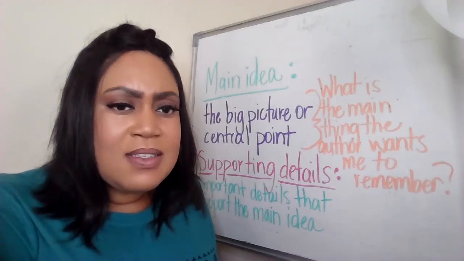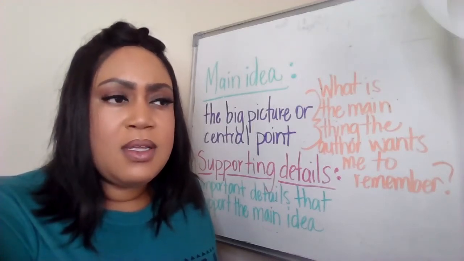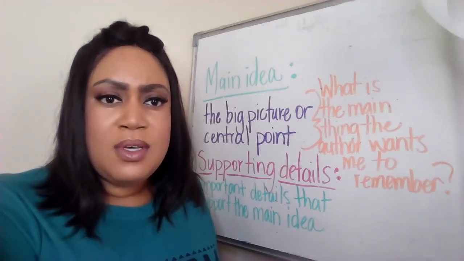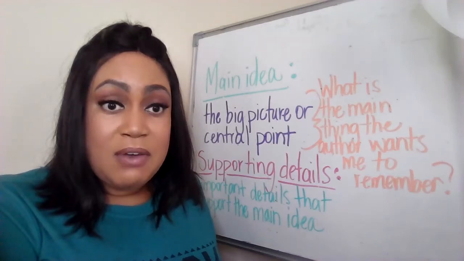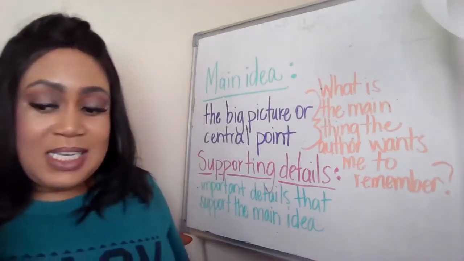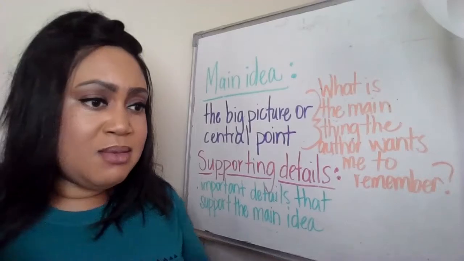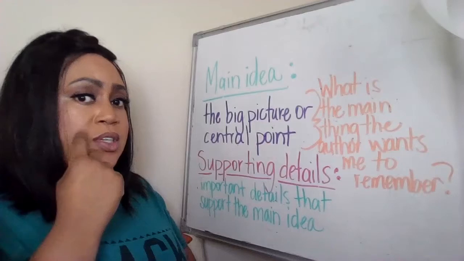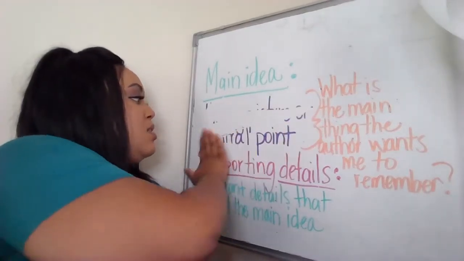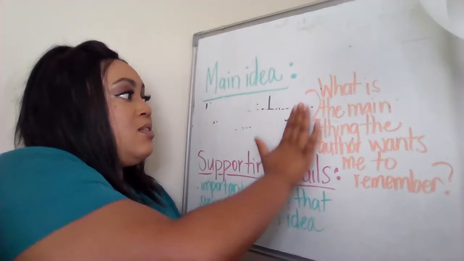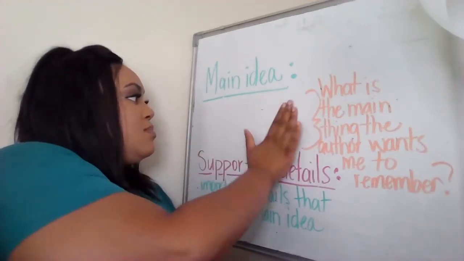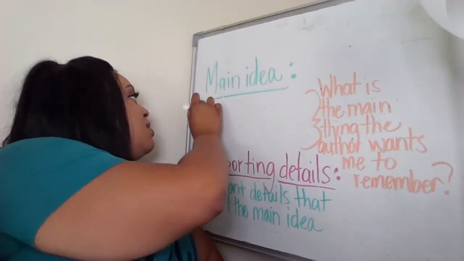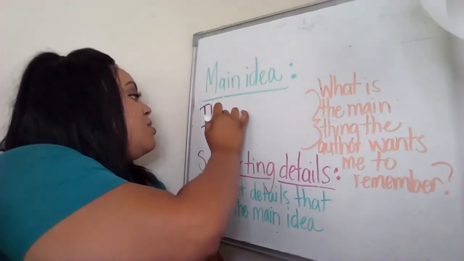Now, what are some details that help us to remember the main point? What did the author do throughout the story? What are some examples throughout the story that the author gave to support the main idea that kindness is important? Okay, so I'm going to erase this. We found the big picture, the central point of this story that we don't know the title of yet. The main idea is that it is important to be kind.